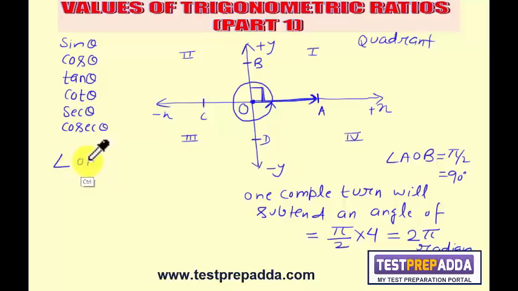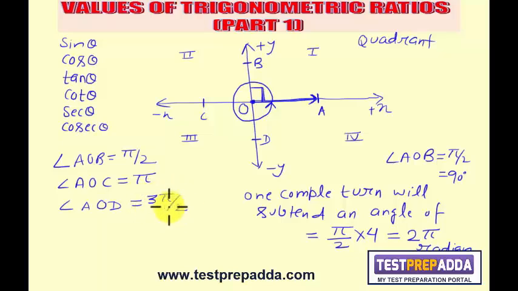So angle AOB is pi by 2. What will be angle AOC? That will be pi. Okay. What is angle AOD? That is how much? It is 3 pi by 2.